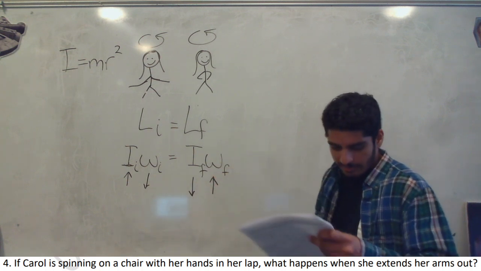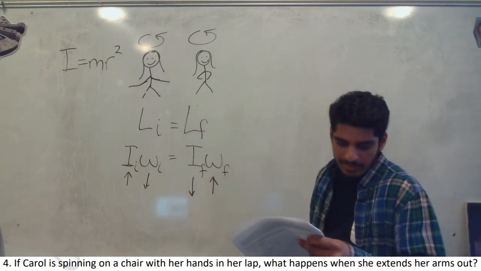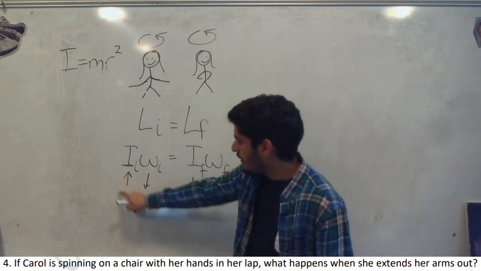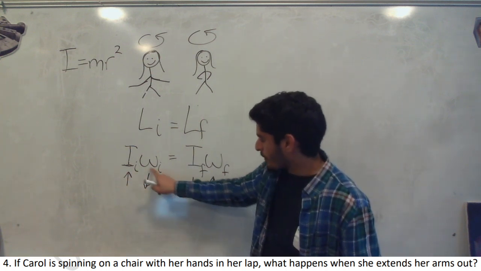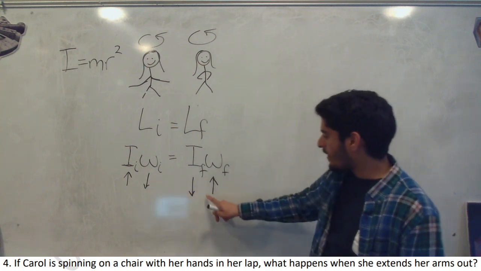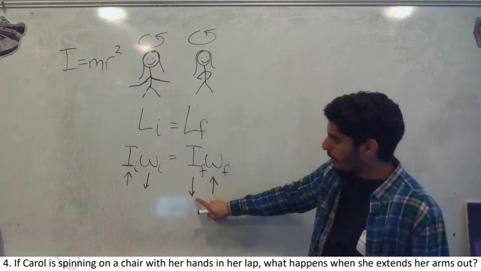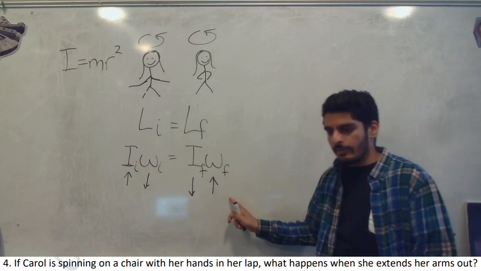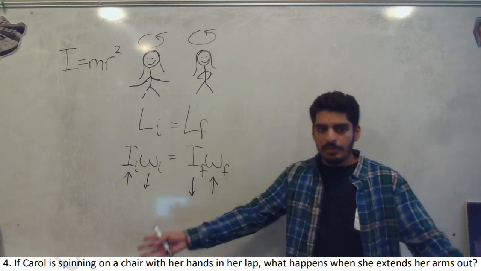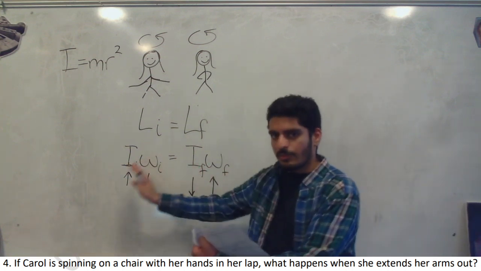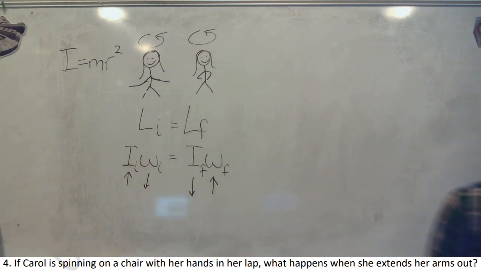And so in this case, the correct answer should be B, where her moment of inertia increases, but her angular speed decreases to counteract her lower moment of inertia and high angular momentum. They're inverses. They will always be the opposite of what happens to each other. So that is another conceptual question about rotation.